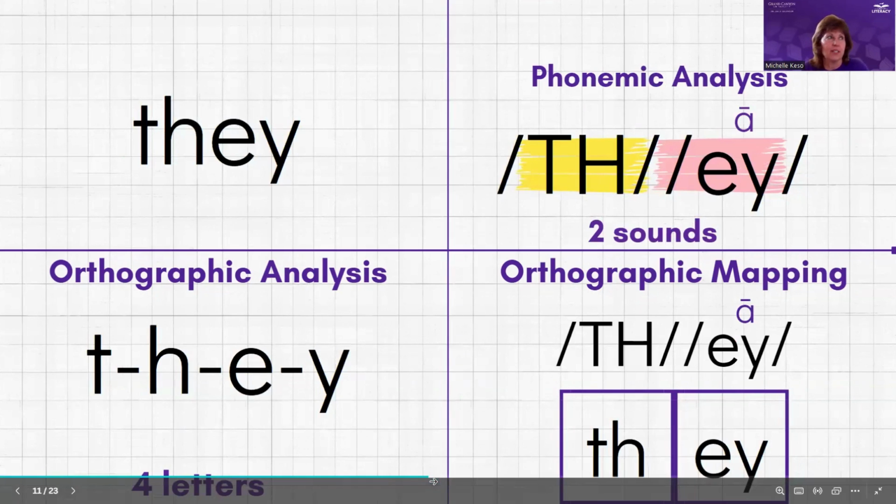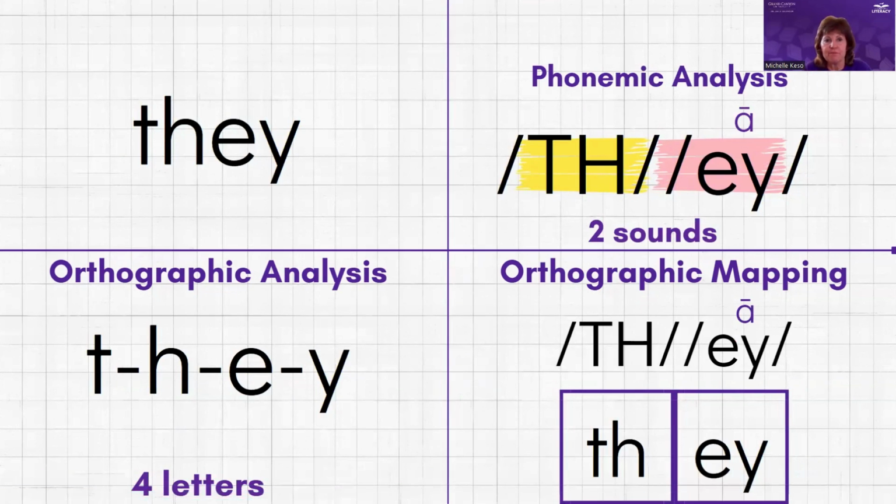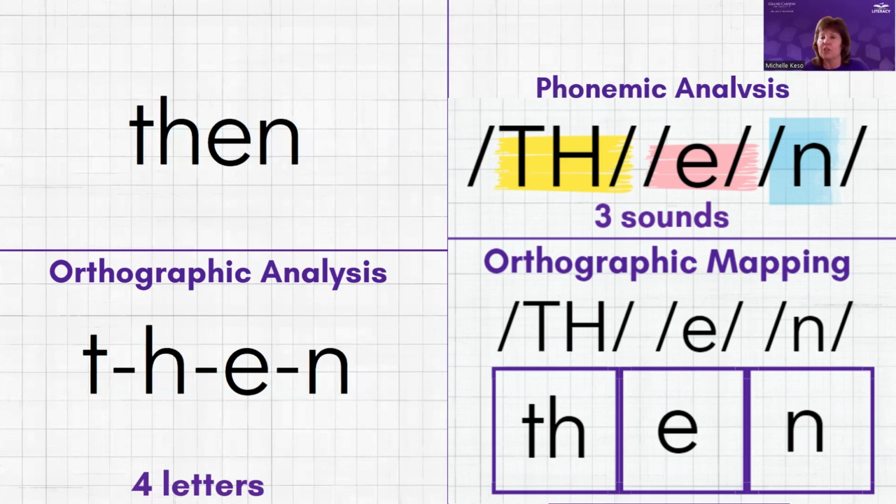The word is they. The steps I just modeled can be repeated with this common word as well, right? You can start with the whole word. You can have students spell it grapheme by grapheme. They can listen for the sounds. They can identify the letters that represent those sounds, and so on. You can do the same kind of method.